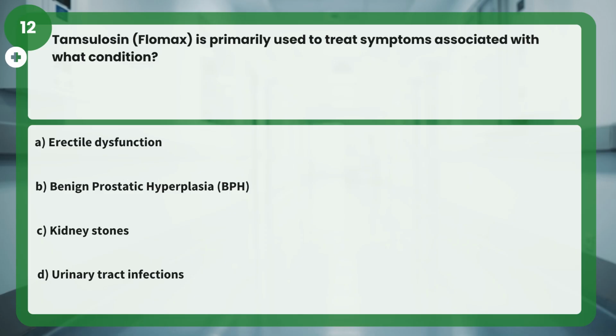A. Erectile dysfunction. B. Benign prostatic hyperplasia, BPH. C. Kidney stones. D. Urinary tract infections.